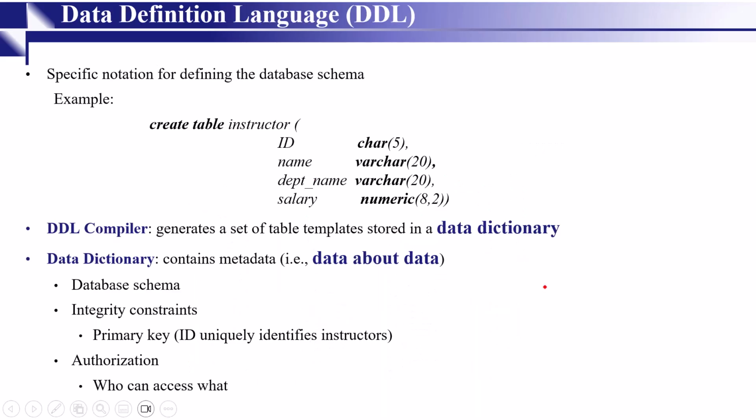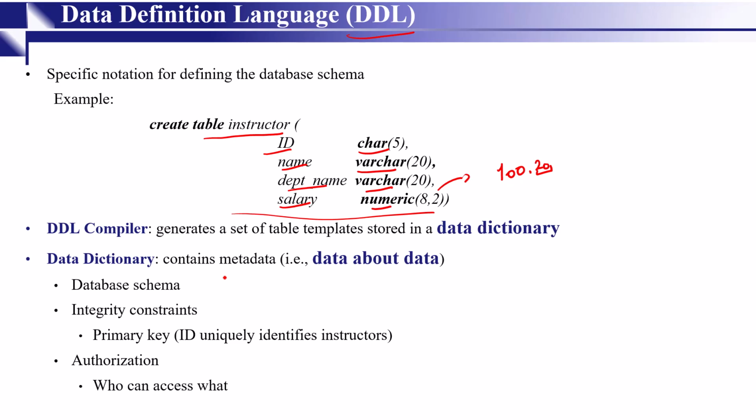The data definition language, or DDL, is how we define a database structure. For example, we have this command here. This creates an instructor table with fields like ID, name, department name, and salary. And here is the type of the data and length. For example, for salary, if it is in dollars, it means $100. Then this is for the cents, $100.20, for example, right?